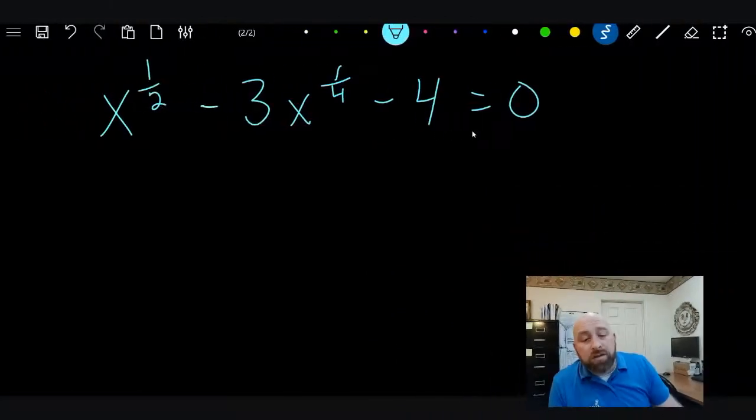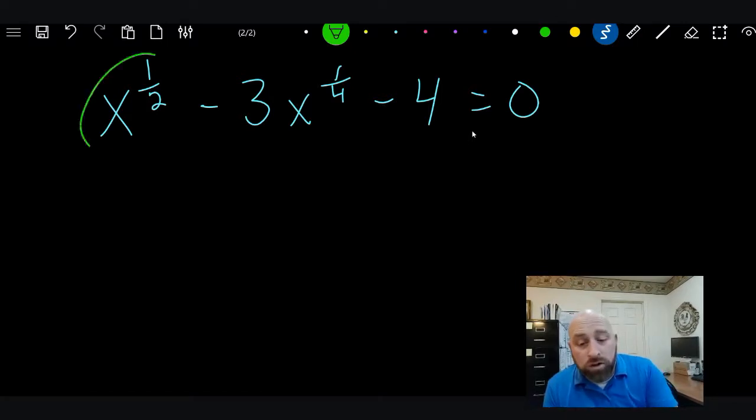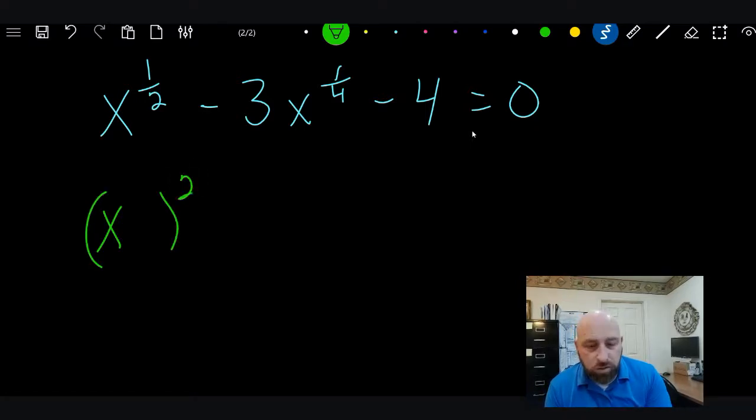All right, so now what would you do in this case where I have x to the 1/2 minus 3x to the 1/4 minus 4 equals 0? Well, again, what we're trying to do is take this to a quadratic equation. Now, technically, this is a quadratic equation, but it doesn't look like our standard form. So what we want to do is get that into standard form. Well, how would we do that? We're going to turn this into a square. So we're going to have x to the something squared.